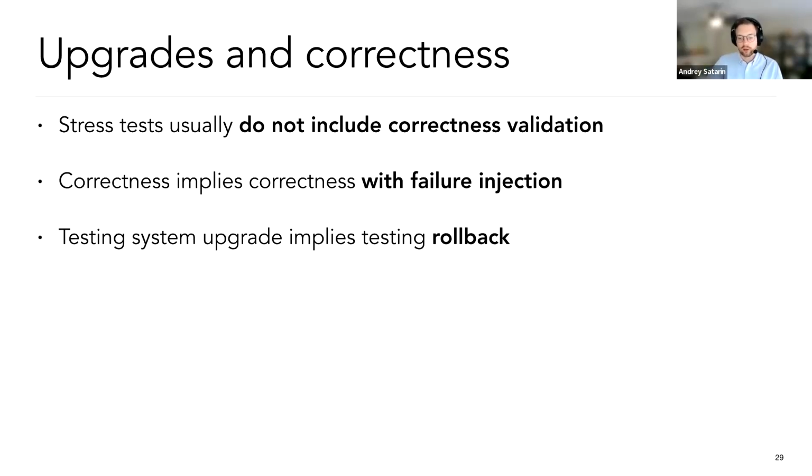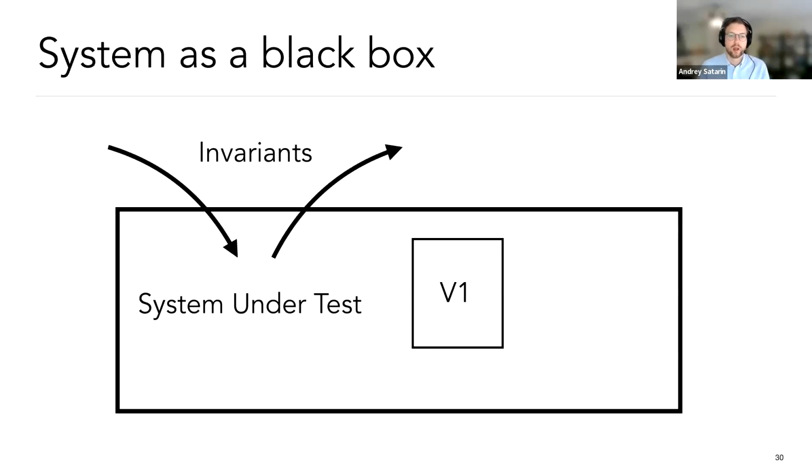They also do not discuss rollback a lot. They mention it for one bug, but I think testing system upgrade definitely implies testing rollback, because that's the other aspect of rolling out, of working the system in production and operating it. And that's, to me, missing in that paper.